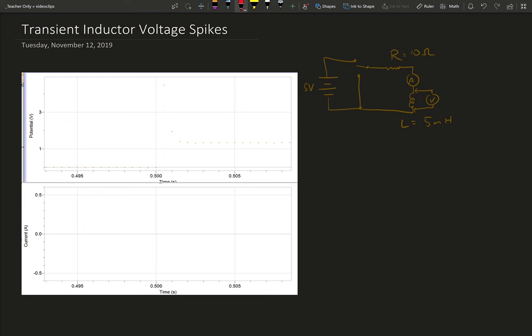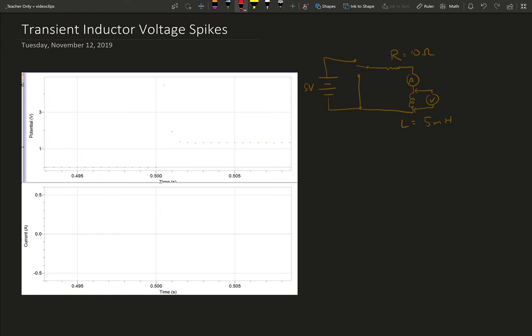Here is a sample data set for the recent measurement activity we did with inductors. The top graph, the potential versus time, has dots. I've actually removed the line to emphasize the nature of how we are recording data. We are recording data only once every so-called time interval.